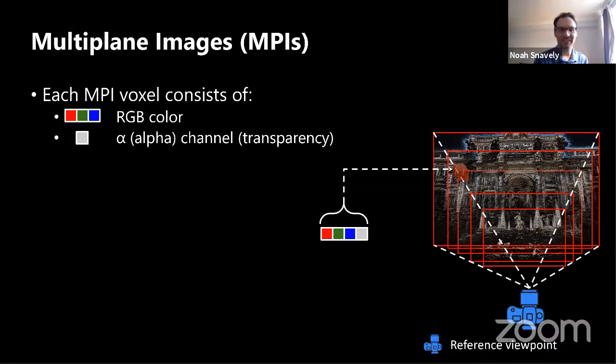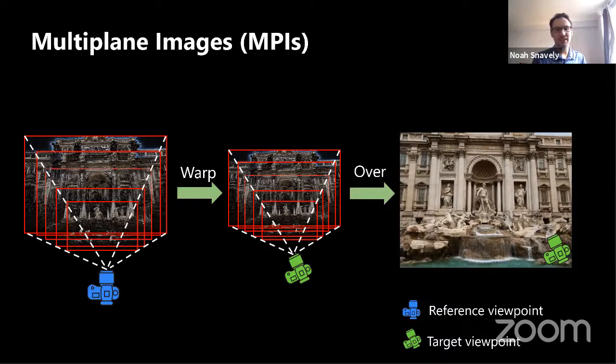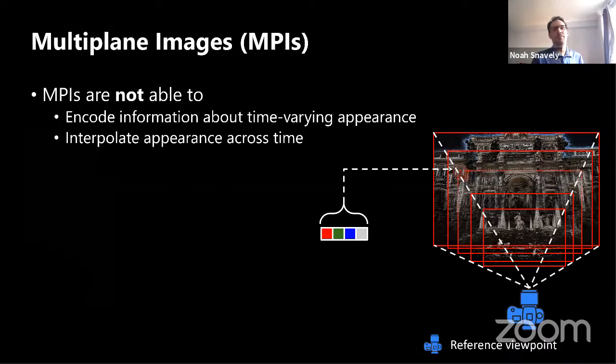our problem of reconstructing landmarks with time-varying appearance. So if you try to do this with an MPI, again, an MPI consists of a set of planar layers, which you can think of as sort of voxels with RGBA values. It's a nice representation, and you can do novel view synthesis with them. But if you try to use them for this task, they will not be able to represent any kind of time-varying appearance. Okay, so they're good for representing a static slice of the plenoptic function at a single time, but they won't be able to interpolate appearance across time.